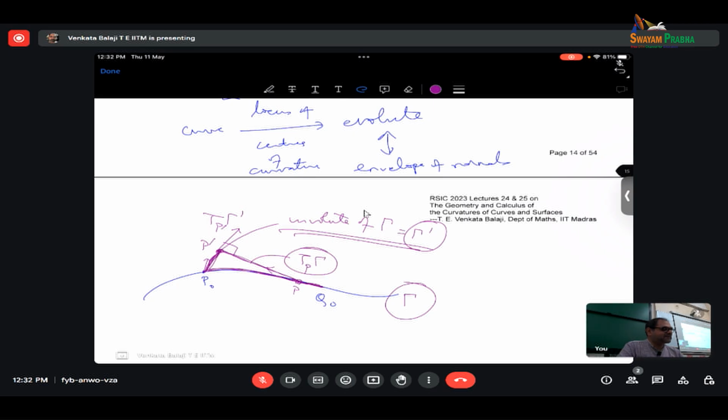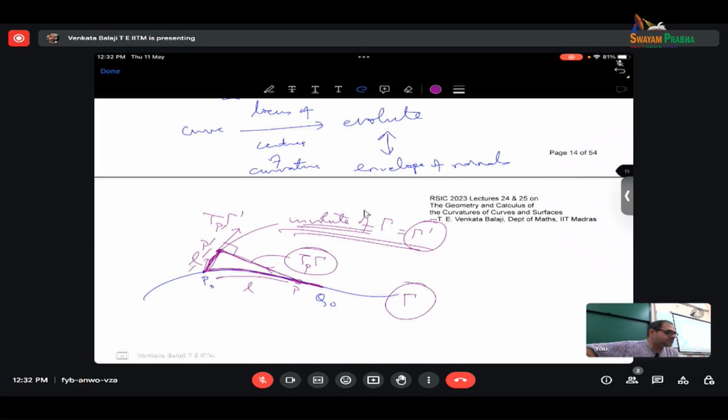This picture is bad actually. I am saying that this is L, this is L, and this is also L. That is the amount by which I have pulled it out. I'm sorry, the picture is bad. But the point is that this new curve, the involute, its normal is the tangent to the original curve. That's what I want you to understand.